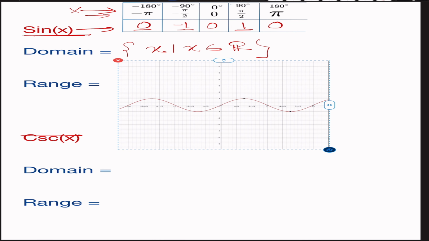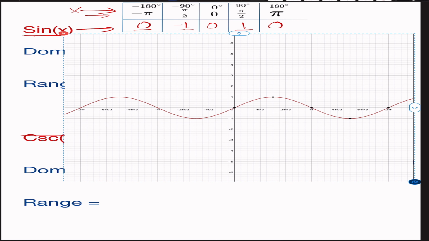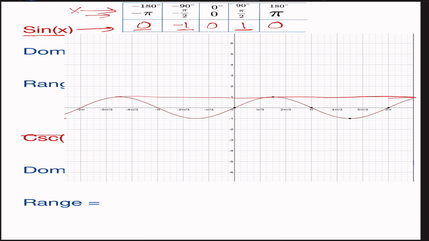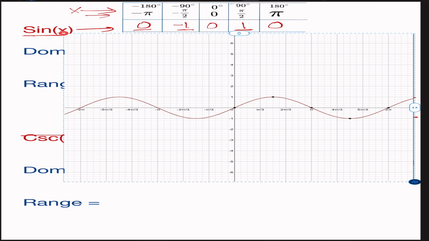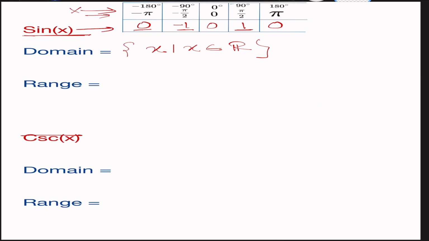Look at this graph. You notice that the y value never goes more than 1 or less than negative 1. So that means our range is between these, and we can write it down: our range is y from negative 1 to 1.